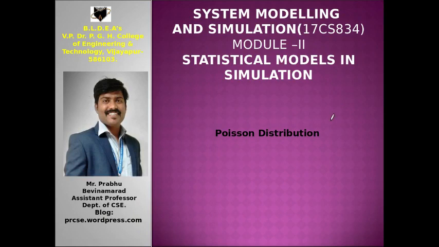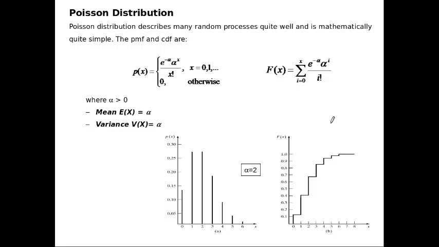In this video, I am going to discuss the Poisson distribution. The Poisson distribution describes many random processes quite well and is mathematically quite simple. The PMF of the Poisson distribution is given as P of x equal to e raised to minus alpha, alpha raised to x divided by x factorial.